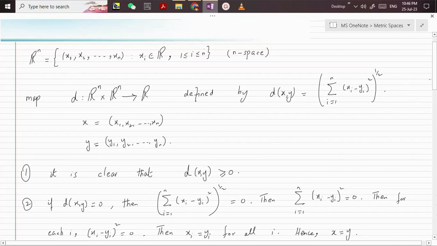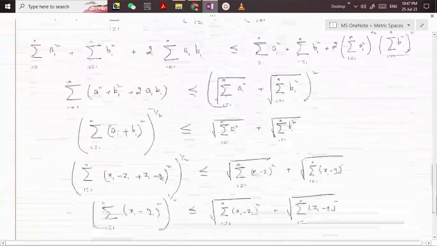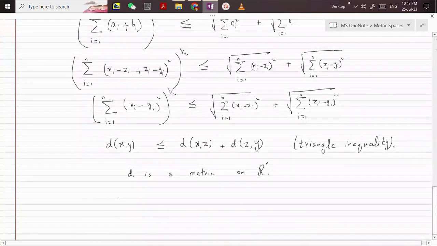So we have proved that Rn is a metric space with the Euclidean metric. So what does it mean? Because D is a metric, of course, the pair R and D, where D is the Euclidean metric on n space, is a metric space with Euclidean metric D.